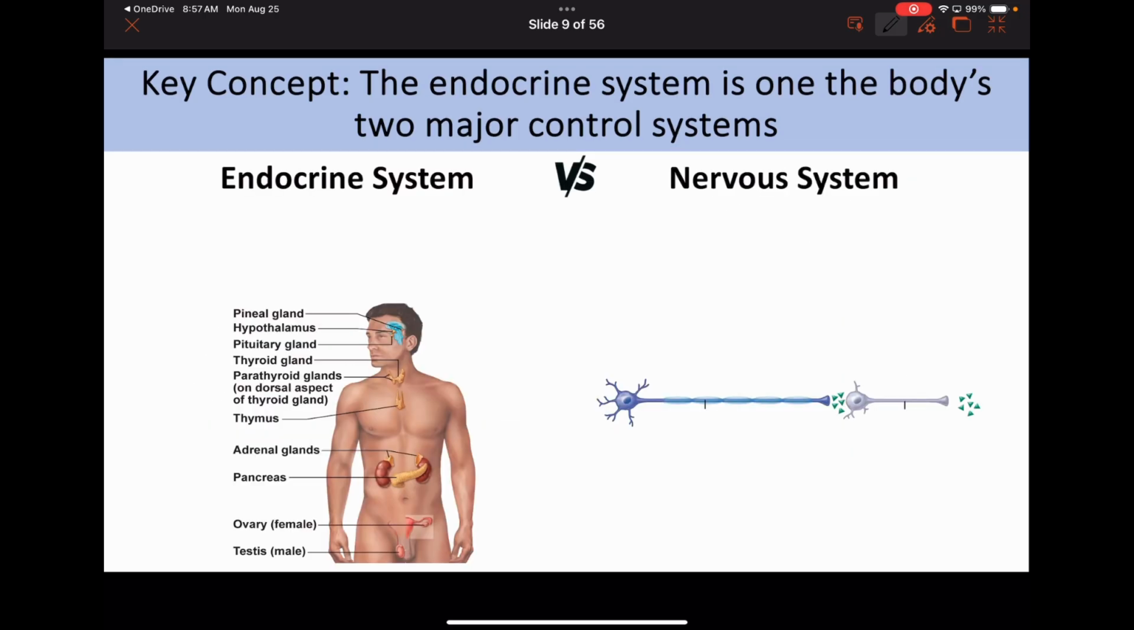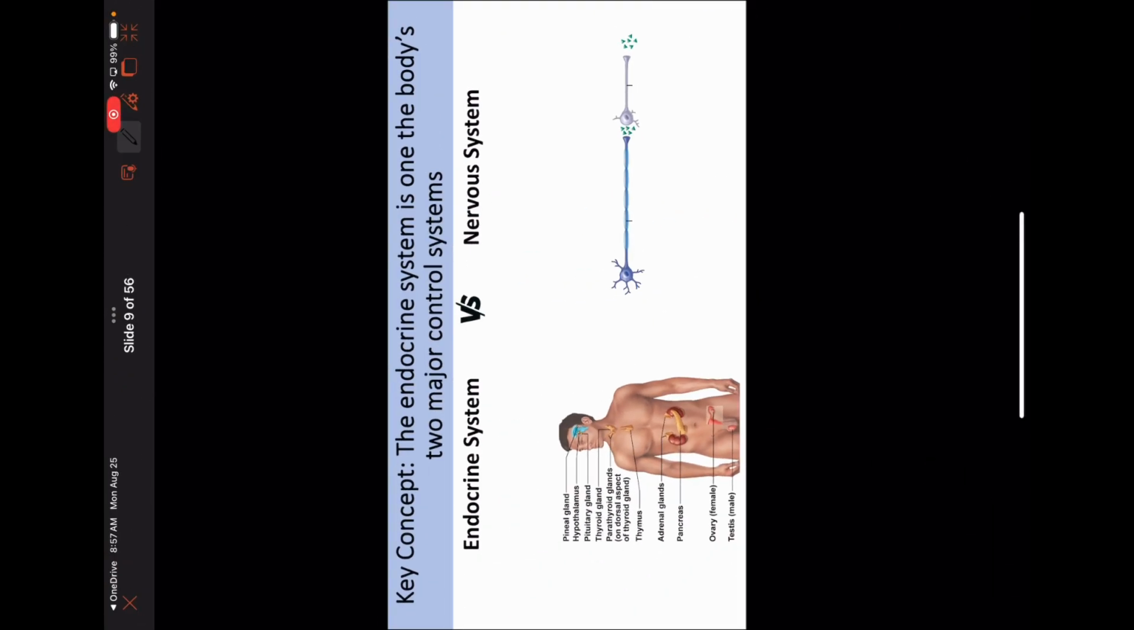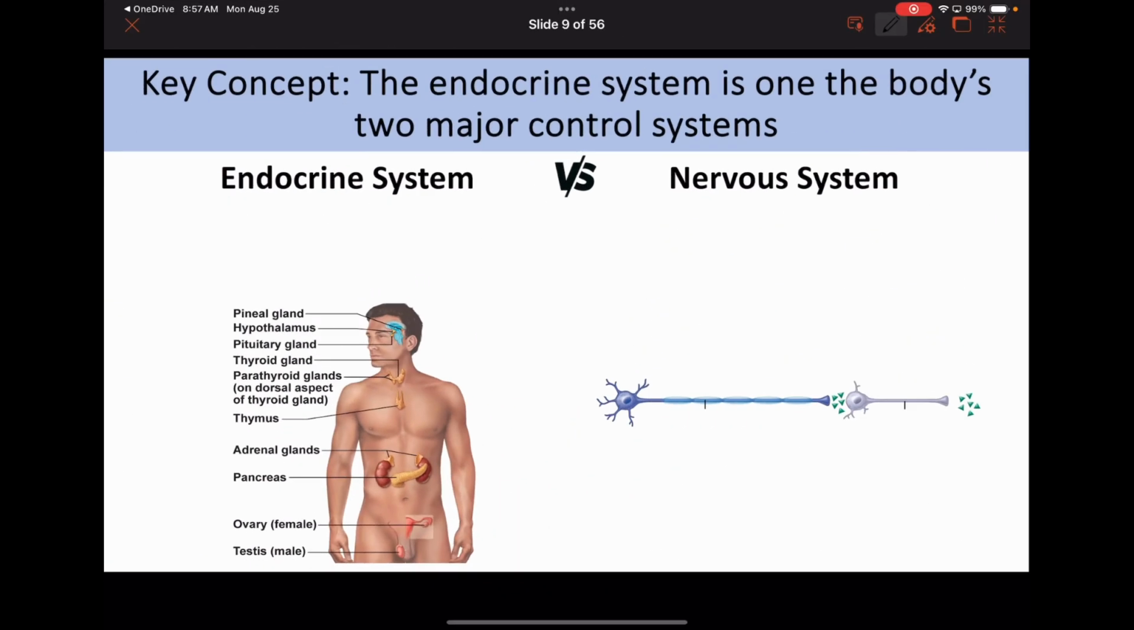All right, so like I said, the nervous system is also a control system of ours. And if my big head is in the way, please let me know that as well. I can scoot over. Again, you will not hurt my feelings. I've been told I have a big head, so I'm used to it.